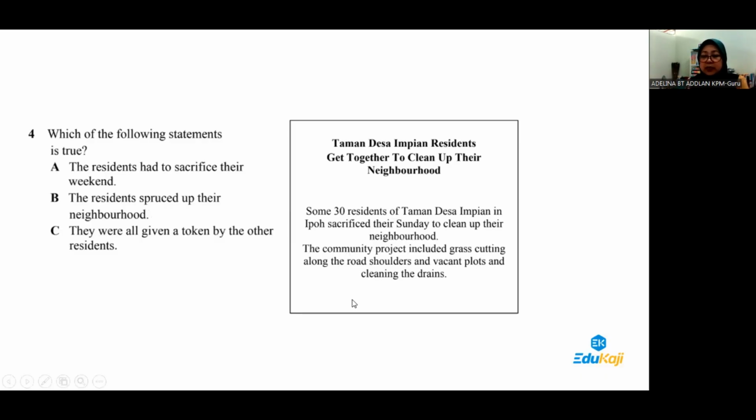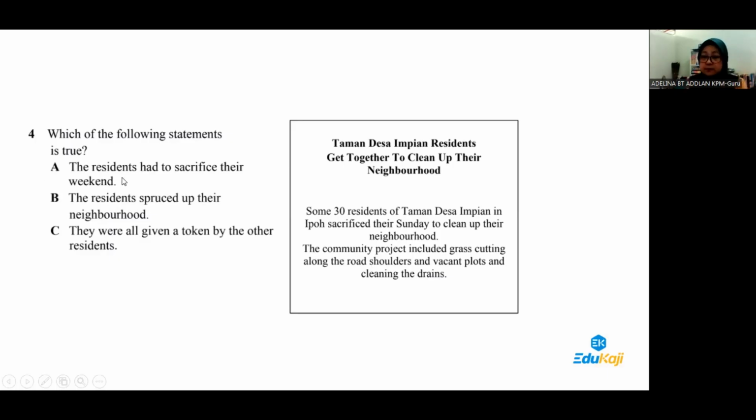what kind of activities that they are going to do. Here is given to you: grass cutting, vacant plots, and cleaning the trees. There are a few activities mentioned. Alright? So here you read the question: which of the following statements is true? Alright. Again, it is asking for a true statement.